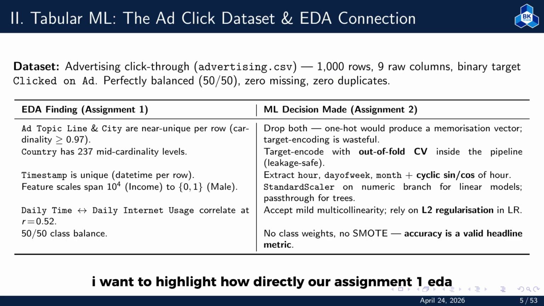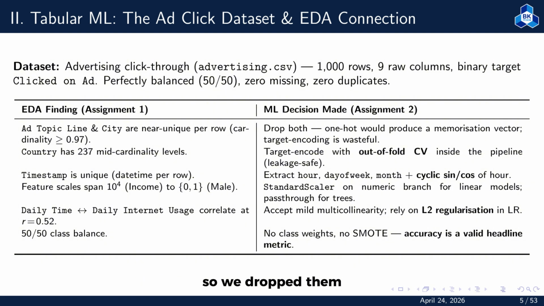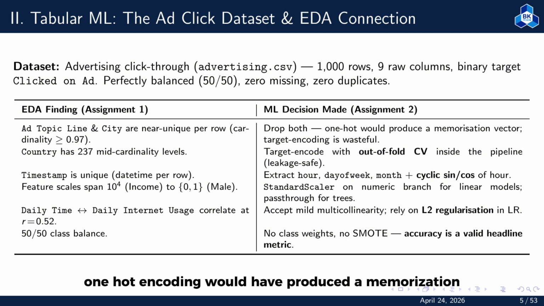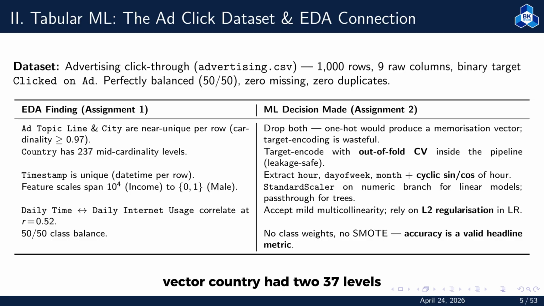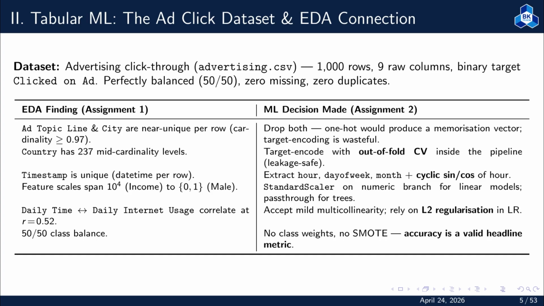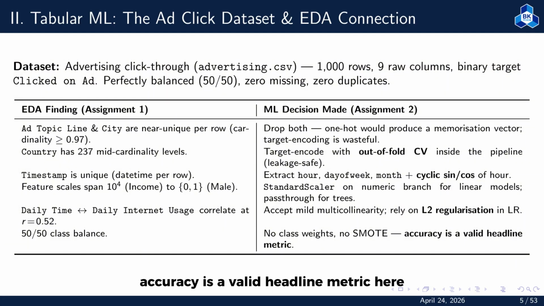I want to highlight how directly our Assignment 1 EDA shaped the ML decisions on the right. Ad topic line, and city were near unique per row, so we dropped them. One-hot encoding would have produced a memorization vector. Country had 237 levels, so we target encoded with out-of-fold CV inside the pipeline to stay leakage safe. And because classes are perfectly balanced, we deliberately chose no class weights and no SMOTE. Accuracy is a valid headline metric here.